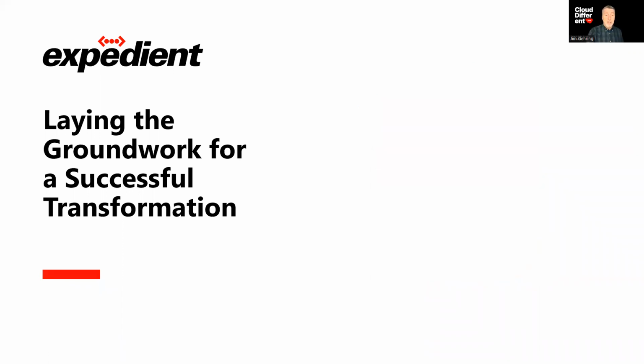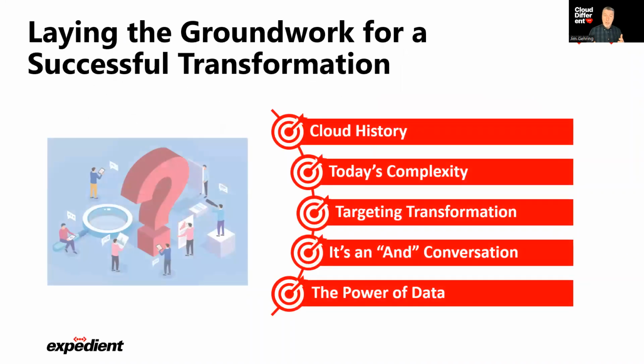Let's dig right in. So today we're going to talk about a number of things, cloud history being the first, to set the context for this conversation. Where have we come from and where are we at today? And then we're going to talk about today's complexity, which is kind of where we're at today. How to target transformation, working around the challenges that we're going to raise in this conversation. And as part of that, it's an and conversation, how to use multiple clouds to make things happen in a powerful way. And then the power of data, how to gather the right data so that you can make decisions about what clouds you're using, what workloads you have, where they're going.